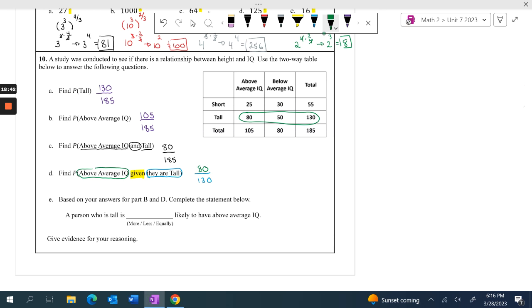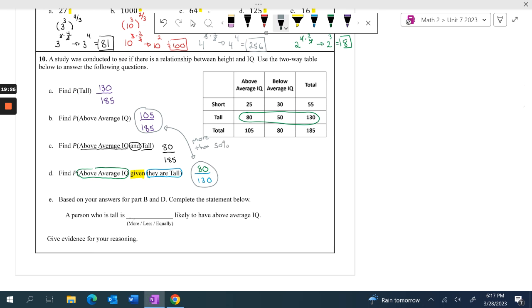All right, part E. Based on your answers for B and D, complete the statement below. A person who is tall is more, less, equally likely to have above average IQ. So here's how you answer this. You go to your answer for B, which is 105 out of 185. You go to your answer to D, which is 80 out of 130. Because both of these answers are more than 50%. And I know that because 105 is more than a half of 185, and 80 is more than half of 130.